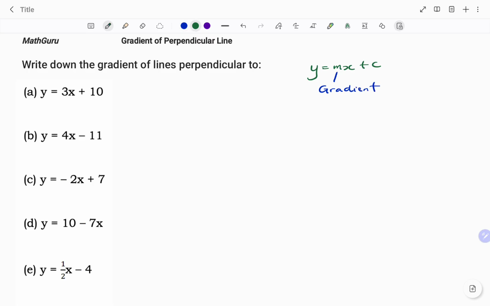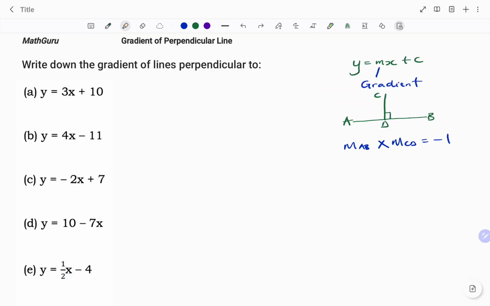And likewise, if we have two lines, let's say line AB and line CD as shown, and we say that CD is perpendicular to AB, that means at the point of intersection it forms 90 degrees, then the gradient of the line AB when multiplied by the gradient of the line CD will give us -1. So therefore, in order to find the gradient of the lines perpendicular to each equation given, we need to find the negative inverse of the coefficient of x.